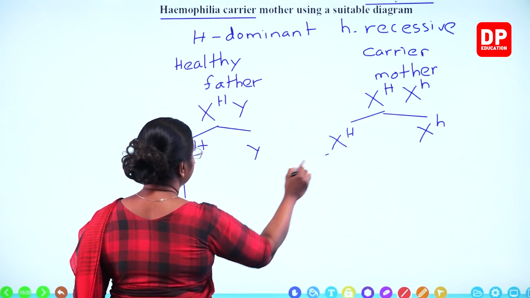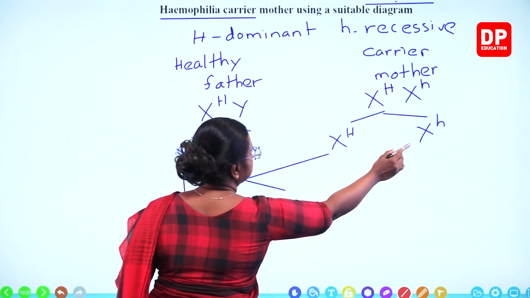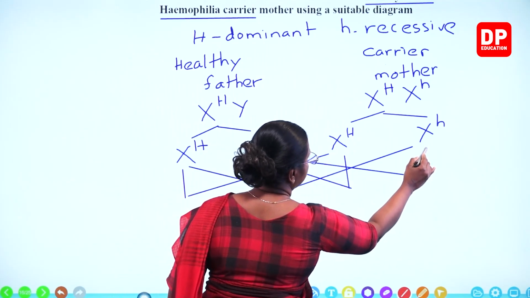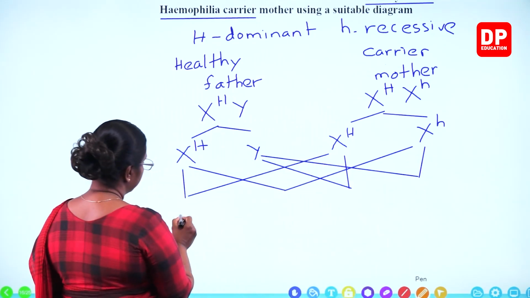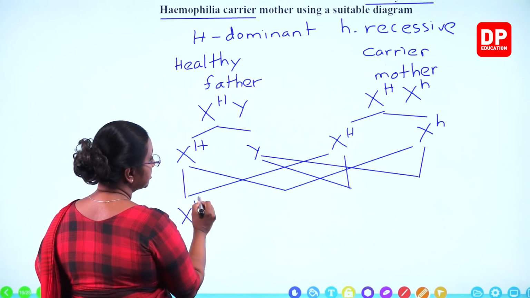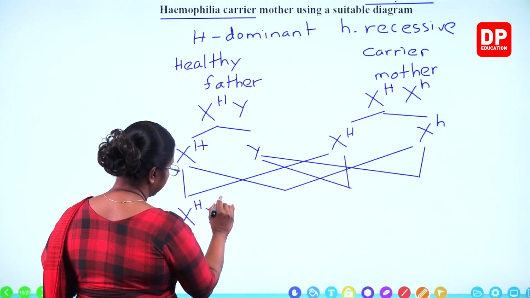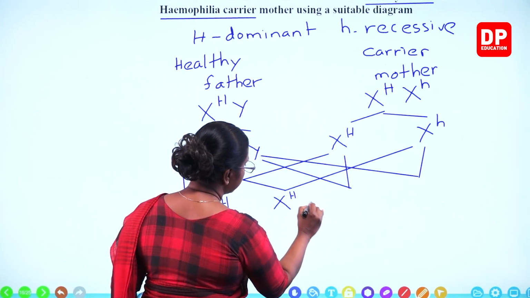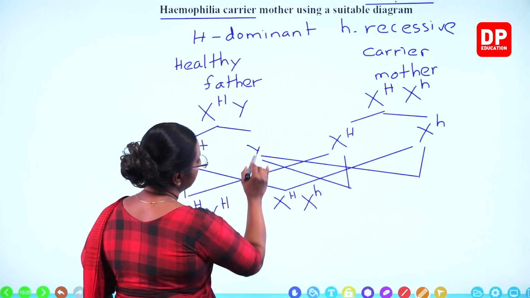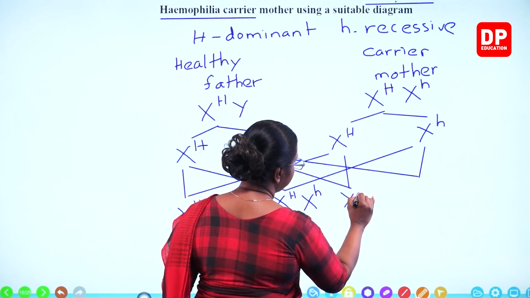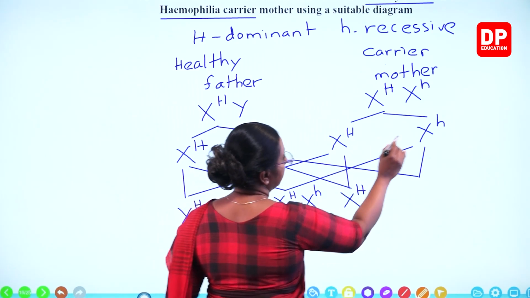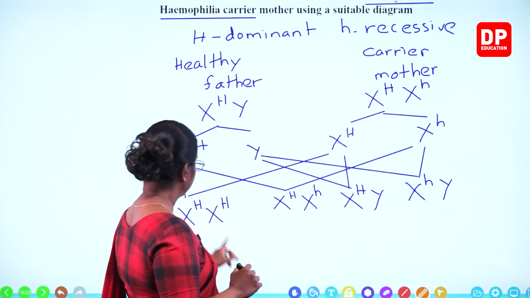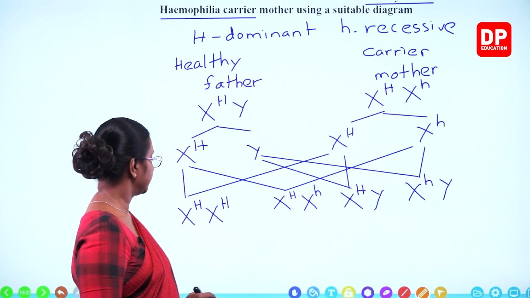So when they combine together, these two combine. So here X, H and X, H. Then we have X, capital H, X, simple H. Here it is Y, so X, capital H and Y. Then you have X, simple H and Y. So these two are daughters, those two are sons.